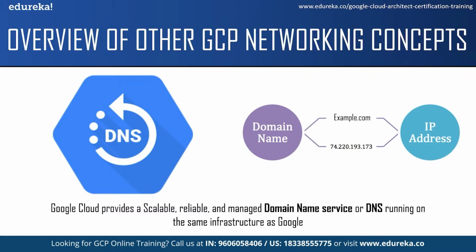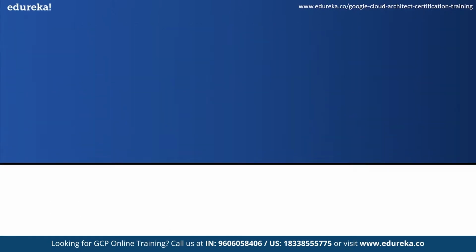Now Cloud DNS is a high-performance, resilient global DNS service that publishes your domain name to the global DNS in a cost-effective way. Cloud DNS lets you publish your zones and records in DNS without the burden of managing your own DNS servers and software. Cloud DNS offers both public zones and private managed DNS zones. Now a public zone is visible to the public internet, while a private zone is visible only from one or more virtual private cloud networks that you specify. This was about Cloud DNS.